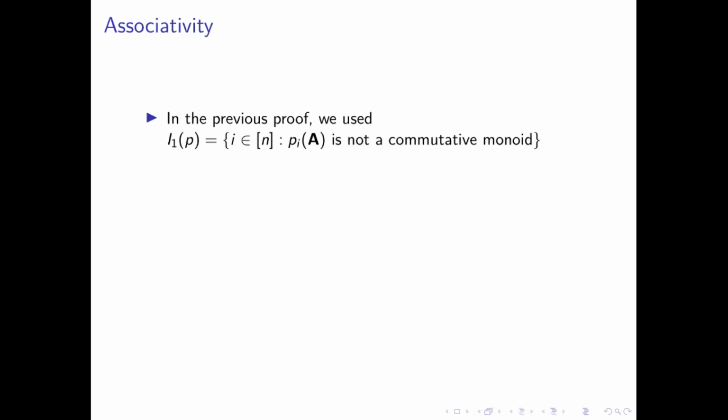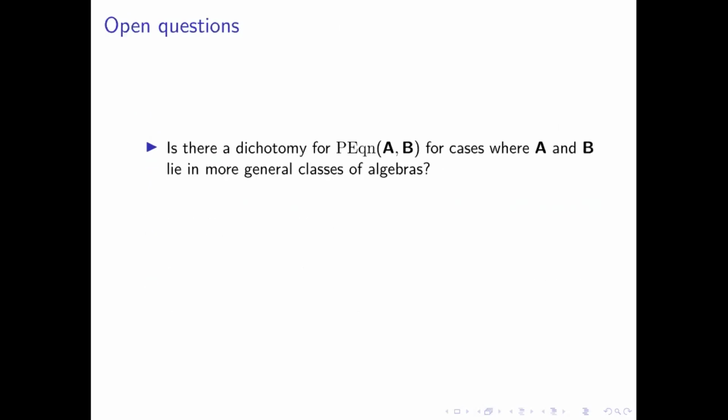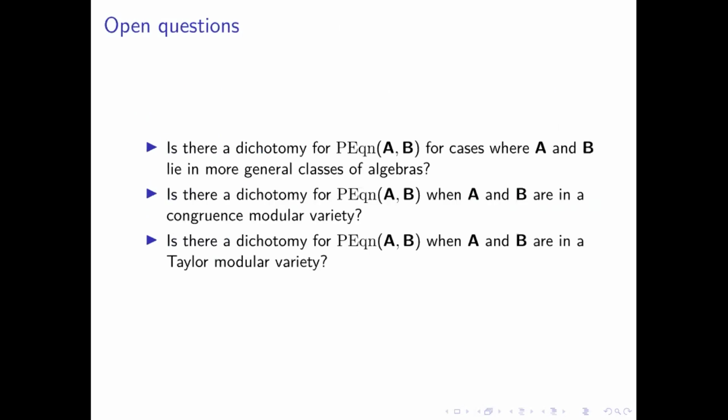Okay, so I'll just scroll to the end. A brief discussion on generalizing and then open questions. So I've established this dichotomy for promise equations A, B in the case of Mal'cev algebras. Naturally, the open questions that I want to look at are: what if A and B are in a congruence modular variety, and what if A and B are in a Taylor variety? Okay, so that's a typo, Taylor variety. Some abuse of copy and paste maybe is going on.